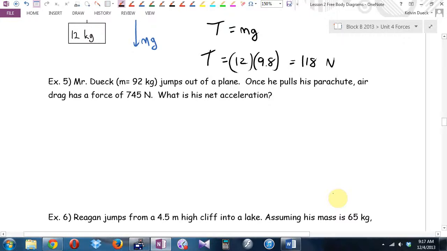I think we should represent Mr. Dueck with a dot. What are the forces acting on Mr. Dueck? Get the obvious one. What else? I think I mentioned it in this question. Air drag. Which way would air drag be pointing, be acting when I pull a parachute out, do you think? Brad, up? Should I draw it bigger, smaller, or the same size as gravity?